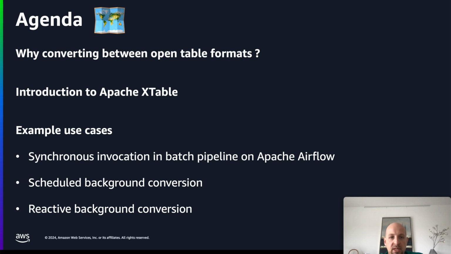First, we will be speaking about why we actually want to convert between open table formats. What's the reason, what's the motivation and the use case behind it. Then we will give an introduction to Apache XTable, explaining the project in a nutshell. And then, coming to the main part of our presentation, we will give you 3 example use cases for OTF conversion using Apache XTable and how you could get started with them in practice. With that, without further ado, let's jump right into the topic and speak about why.